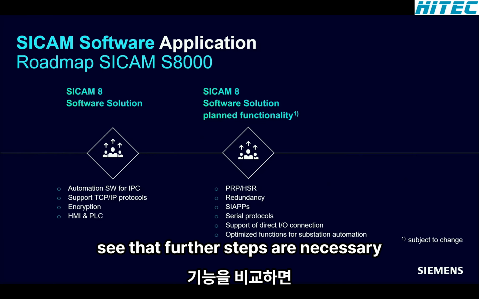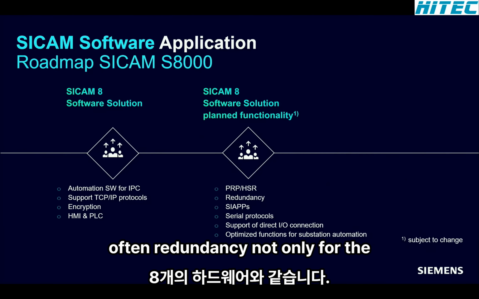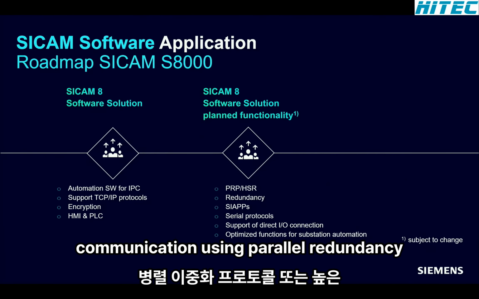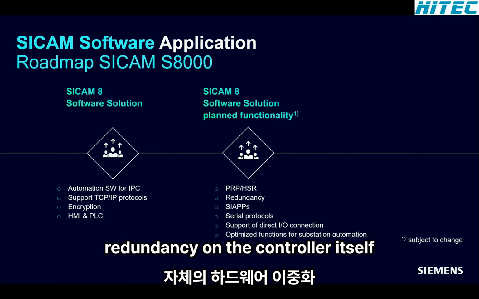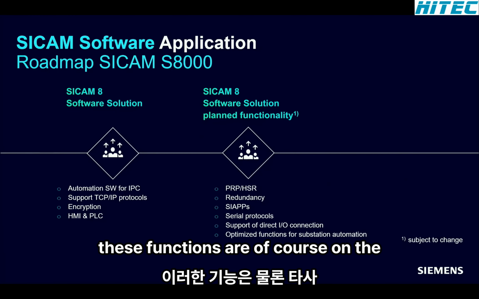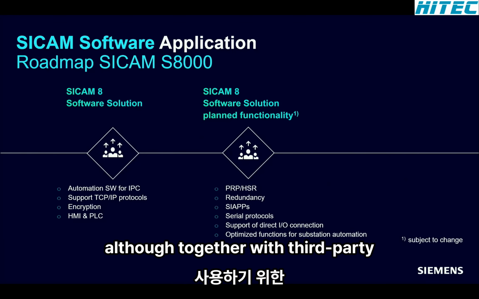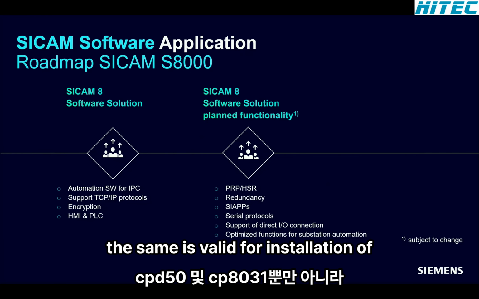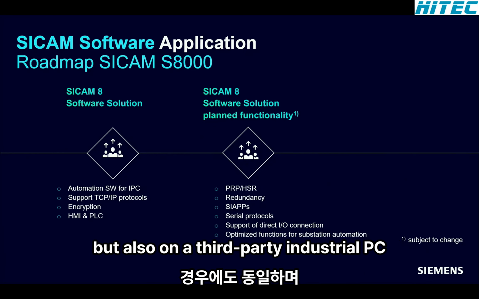Especially for important plants, very often redundancy is required, not only for the communication using parallel redundancy protocol or high-availability seamless redundancy algorithm, but also hardware redundancy on the controller itself. These functions are, of course, on the roadmap for use also together with third-party industrial PCs. The same is valid for installation of CApps, not only on the CP8050 and CP8031, but also on a third-party industrial PC.